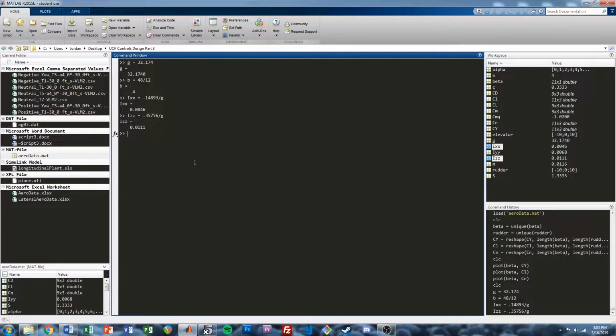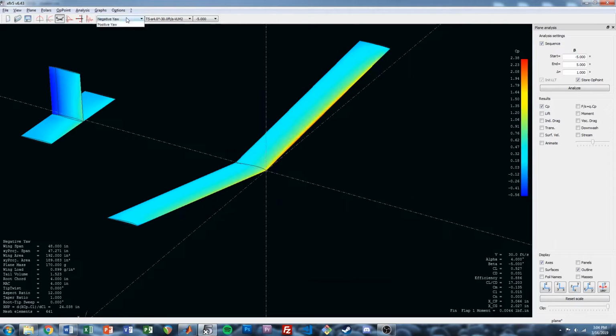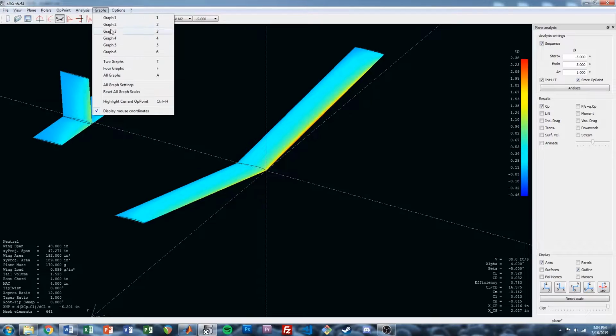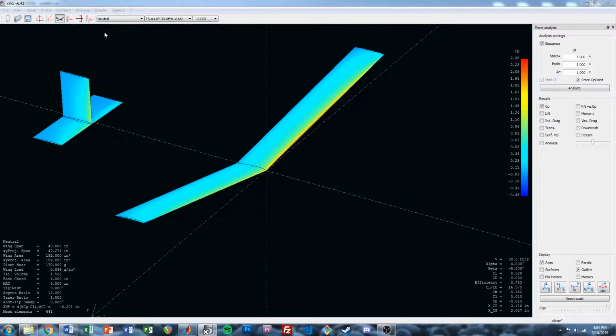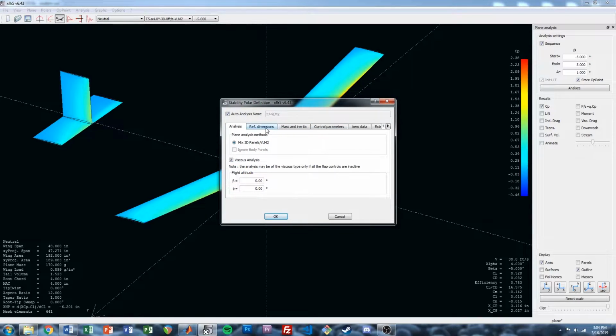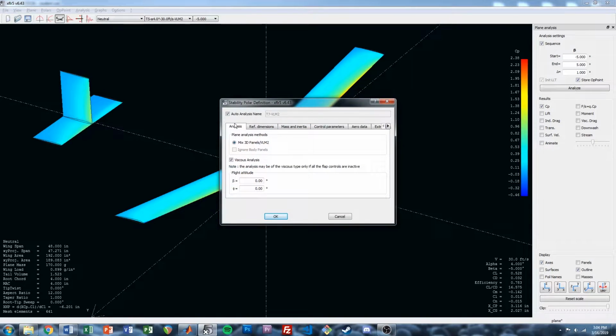We're also going to need to add in our damping derivatives, just like before. So to do that, I'm going to go back to our neutral configuration, and I'm going to run, just like the previous video, part 2 of the pitch autopilot design, define a stability analysis. Analysis, define a stability analysis. There we go. What am I looking at? I guess that's right. Confusing myself. Okay.